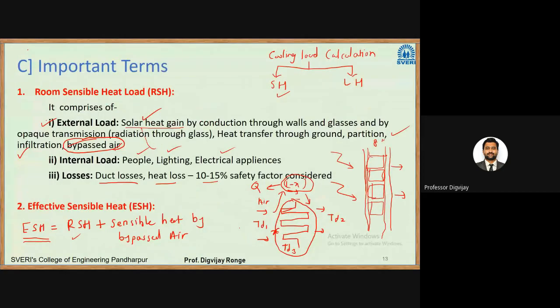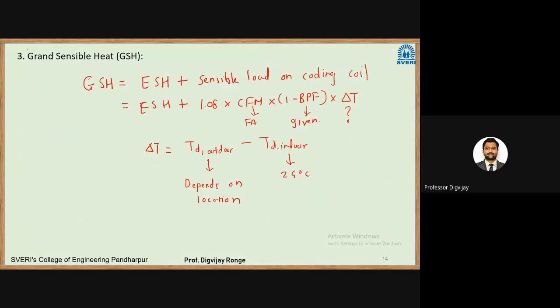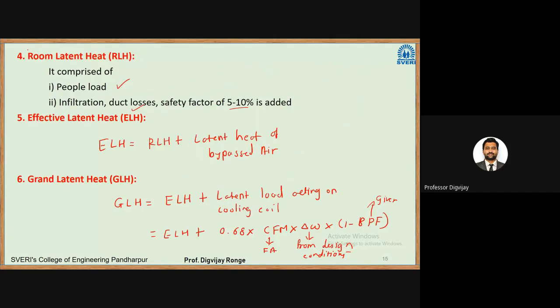Then there were some important terms: room sensible heat load. It comprises external loads like solar heat gain, and internal loads like heat gain from people and heat gain by lighting and equipment. Then we have seen effective sensible heat. Effective sensible heat is room sensible heat plus sensible heat by bypass air. Then we had grand sensible heat. Grand sensible heat is effective sensible heat plus sensible load on the cooling coil. Then similarly we have seen room latent heat, effective latent heat, and grand latent heat.